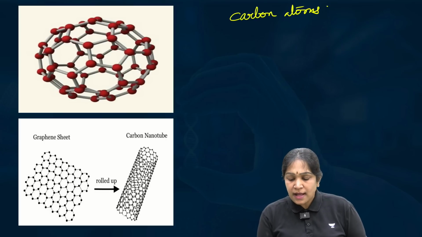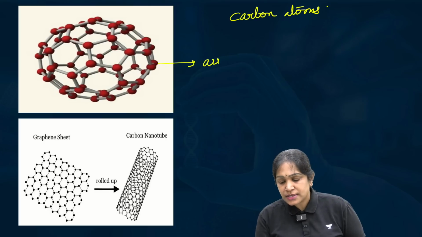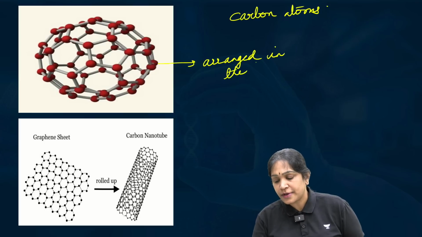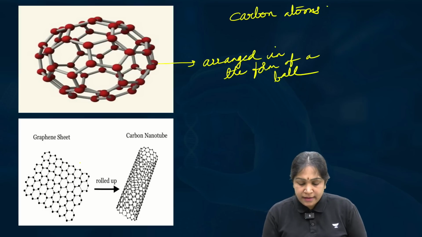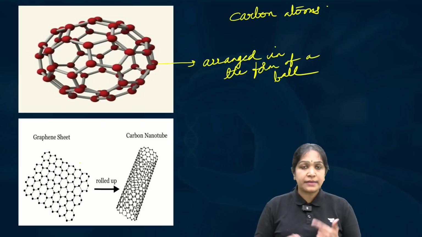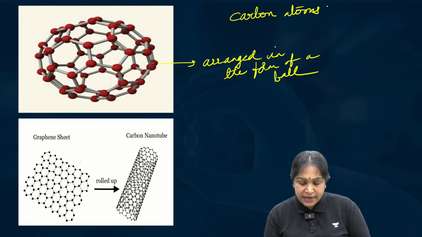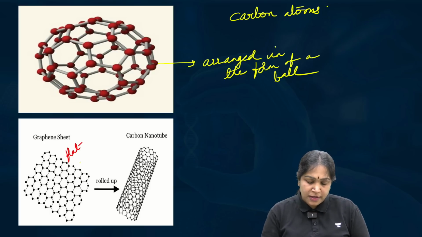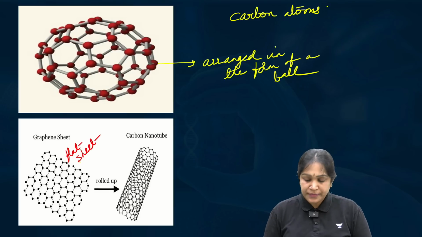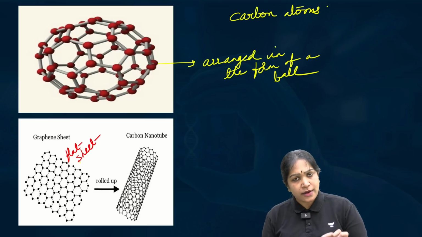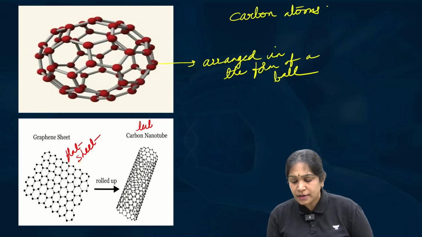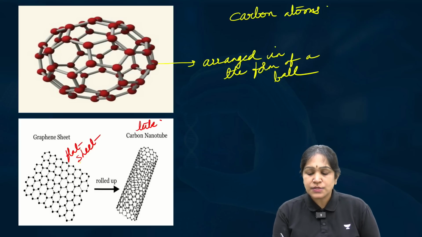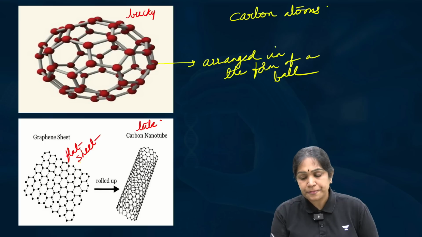But here the carbon atoms are arranged in the form of a ball. The atom did not change. Carbon atoms only, but here they are arranged in the form of a flat sheet. The carbon nanotubes are also made up of carbon atoms, but they are arranged in the form of a tube.